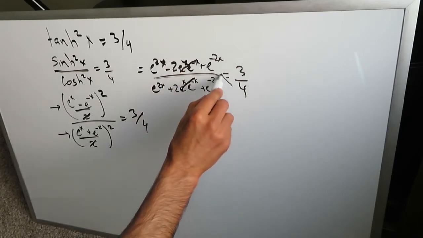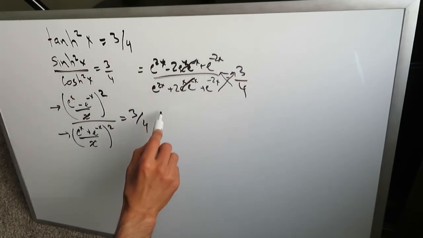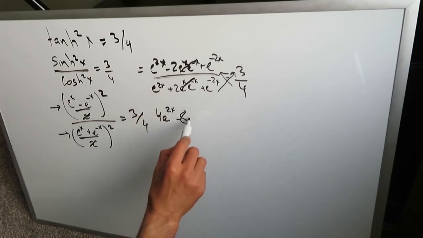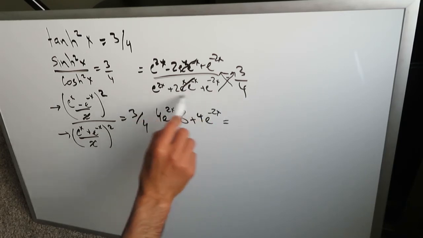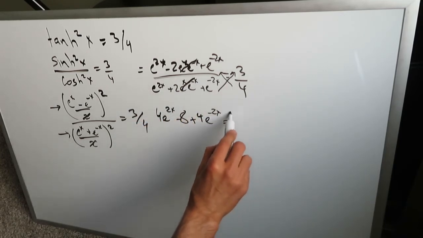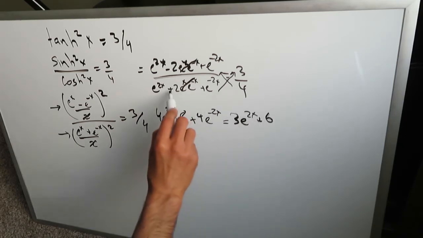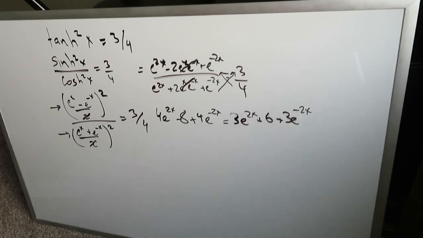But I want you to look here, cross multiply everything over here. Multiply this way, multiply that way. Here on this upper side, you'll get 4e to the 2x minus 8. Remember, 4 times minus 2 is a minus 8. Plus 4e to the minus 2x is equal to, all of this strand over here is going to multiply with 3. You'll have 3e to the 2x plus 6 plus 3e to the minus 2x.